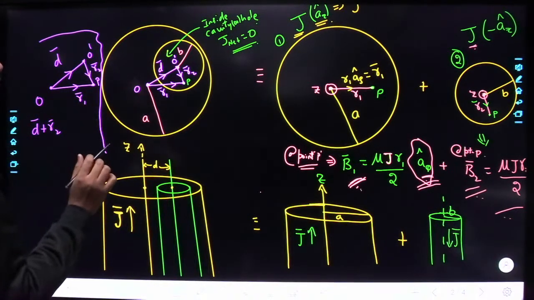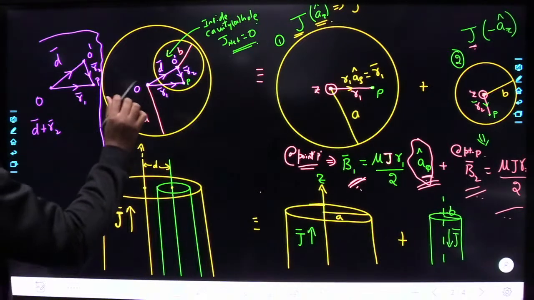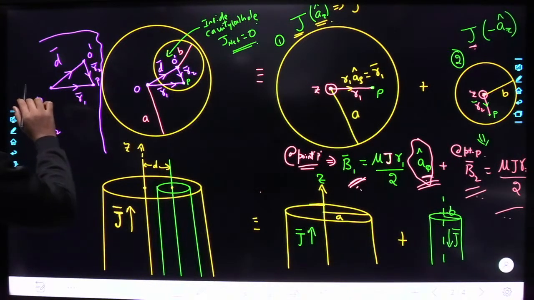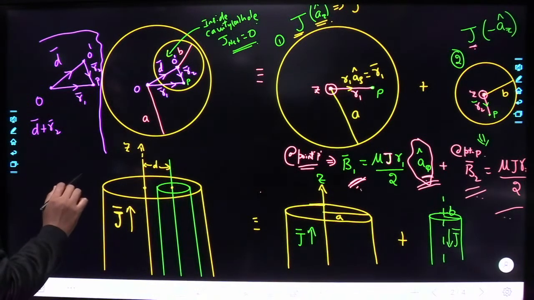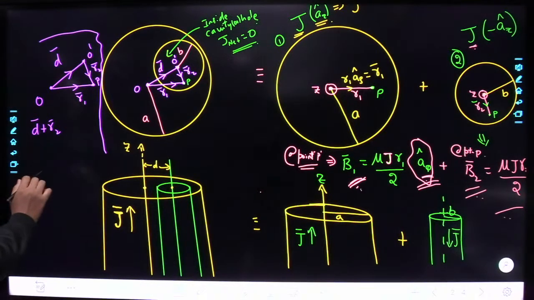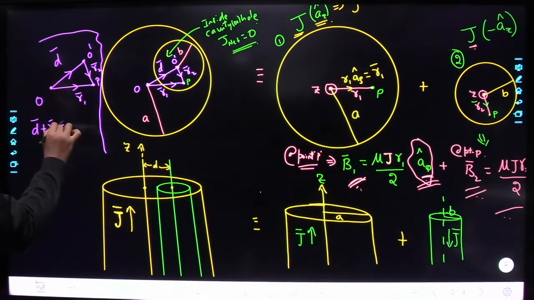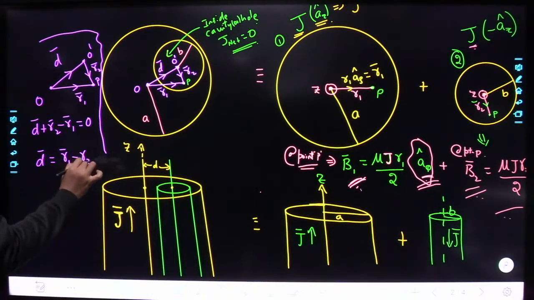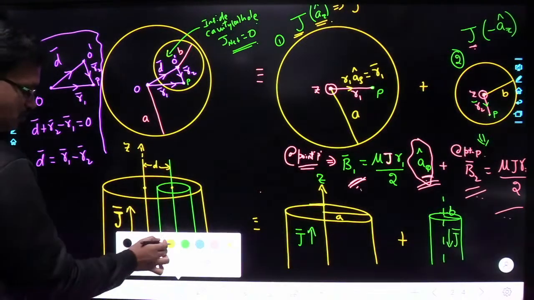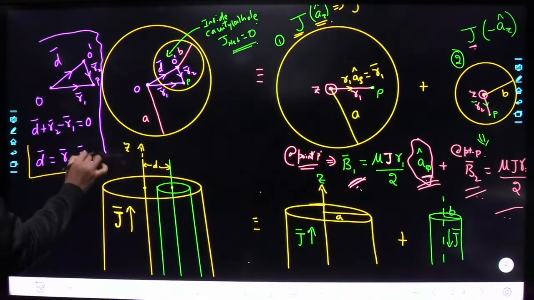From O dash to P, and from O to P. So D bar plus R2 bar minus R1 bar is equal to 0. So from here, D bar is equal to R1 bar minus R2 bar. Yes or no? So from here we got D bar is equal to R1 bar minus R2 bar.